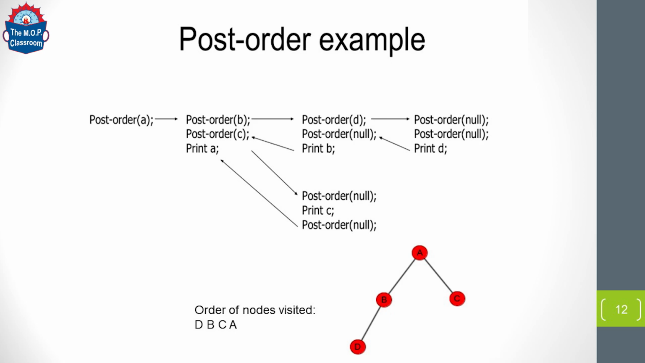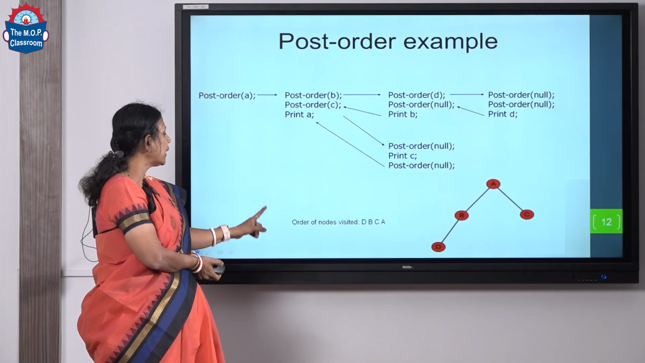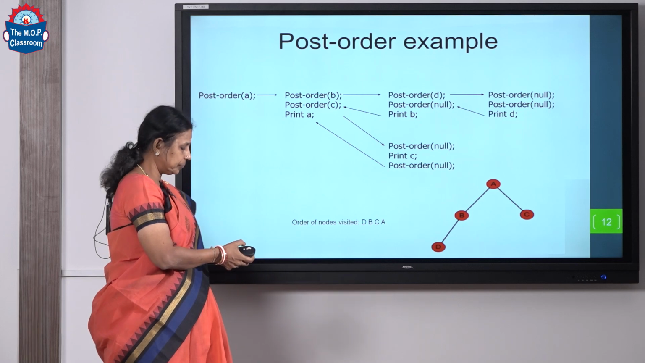Now, after A, the left is over, now it has to visit the right. So, post-order of C. For C, it doesn't have a left child, it is null, post-order of null. Then post-order of C has to be printed because it doesn't have a right child also. So, print C will happen, then now left is over, right is over. So, the data A has to be printed. So, the order in which the nodes will be visited will be D, B, C, A.